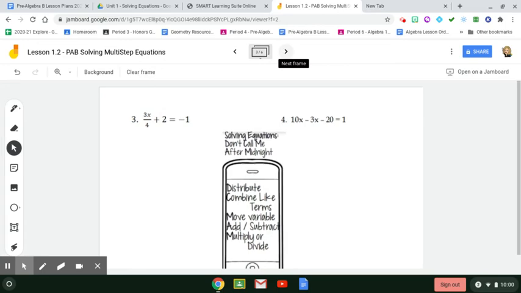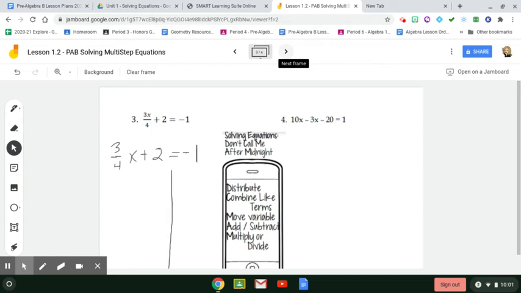Okay, so I'm going to rewrite this problem just because that 3x over 4 plus 2 equals -1 kind of looks a little bit weird, and I'm afraid that it might throw some of you guys off. So I'm going to rewrite it, and I want you guys to rewrite it in your notes. So I'm going to rewrite it as 3/4 x plus 2 equals -1. And I'm going to draw that line.